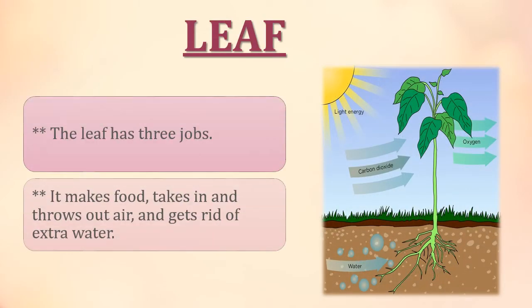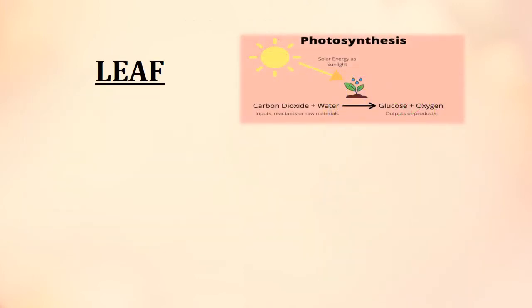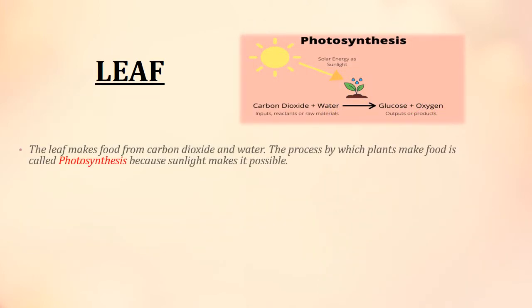Next, leaf. The leaf has three jobs. It makes food, takes in and throws out air, and gets rid of extra water. Let us discuss in detail the three jobs of a leaf. The leaf makes food from carbon dioxide and water. The process by which plants make food is called photosynthesis because sunlight makes it possible. So, during daytime, plants use carbon dioxide and water to make food and oxygen.